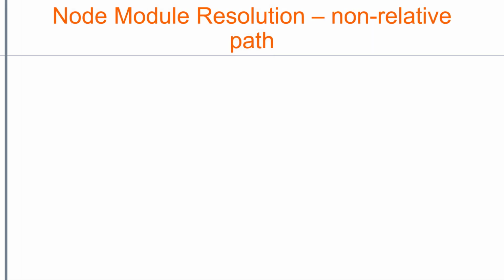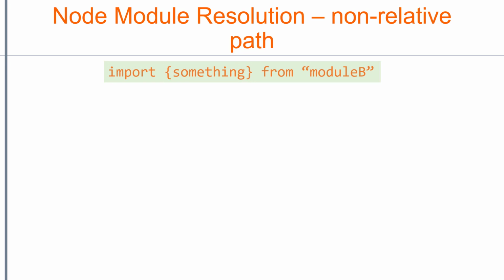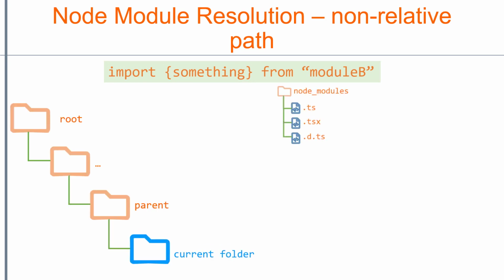Okay, now let's look at how node module resolution works with non-relative paths. Let's take the same example where we import something from module B. The compiler looks for the node modules folder in the current folder and looks for a TypeScript file called module B in it. If the TypeScript file is not found, then inside the node modules folder, it looks for a module B folder with a package.json file. If the package.json file is found with a typings or types key in it, then it tries to resolve the file specified as the value for that key.